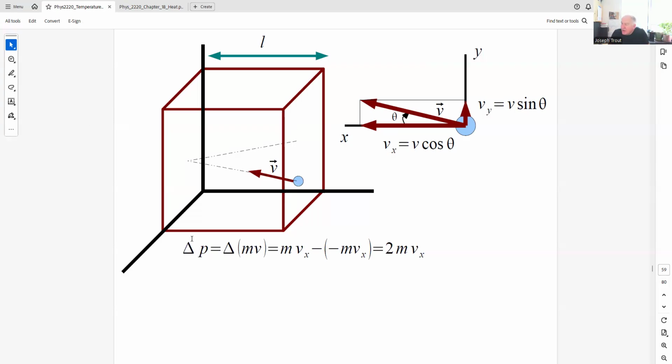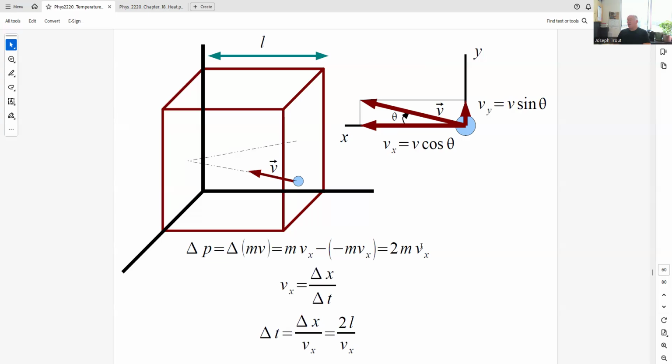This means that the change in momentum is equal to the change in mass times velocity, but what we get is the mass times the velocity in the x direction minus negative mass times velocity, which is just equal to 2 times the mass times the velocity in the x direction. So this is an elastic collision like we talked about a couple of chapters ago. And here's a good application of an elastic collision.